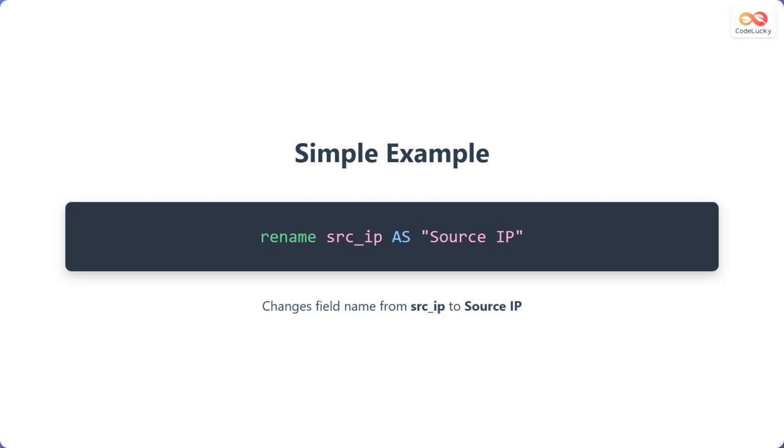Let's look at a practical example. Here we're renaming the field source_IP to "Source IP" with a space and proper capitalization. The original field name source_IP becomes the more readable "Source IP" enclosed in quotes. Notice how we use quotes around the new field name because it contains a space. This makes the field much more presentable in dashboards and reports.